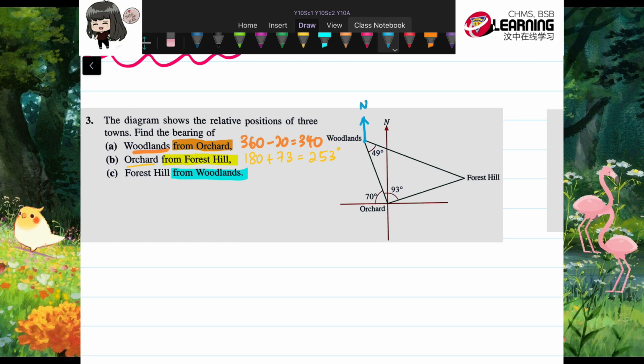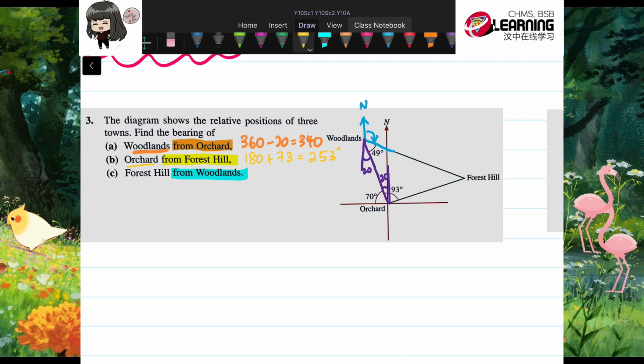So you draw a north and then you're gonna go to Forest Hill. Forest Hill is here, so the bearing is this. This is the angle that you need to find. Okay, so again, just now we found the 20 here already. If you can see, the alternate Z here is like this until here. So this is also 20.